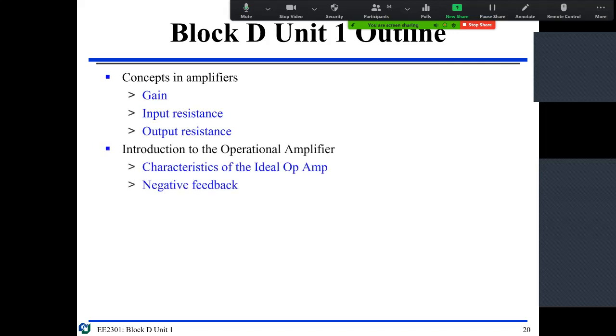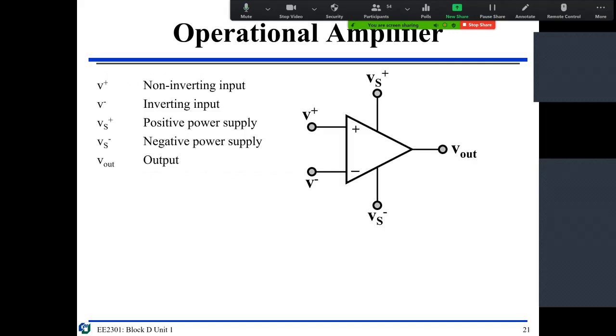So what is the characteristic of our ideal op-amp? This becomes our starting point. This is our idealized operational amplifier. You have two input terminals: this is non-inverting, this is inverting. You have a voltage supply, because you need a voltage supply to make it work for you. So this type of op-amp is called an active component.